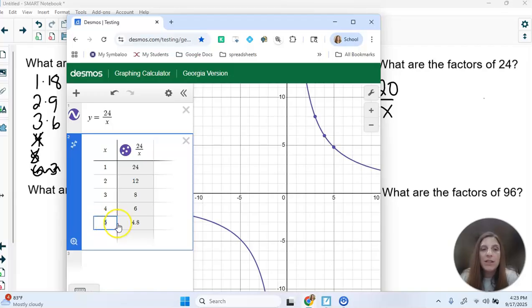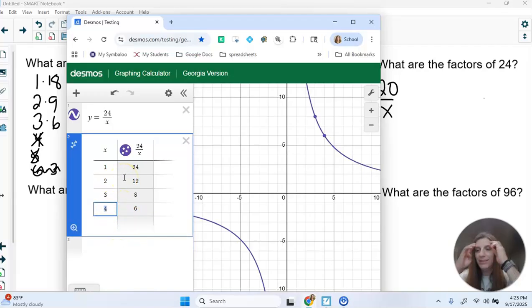And you don't have to do this, but for me, anytime it's a decimal, I get rid of it because it's not pretty. So this is my pretty list of factors. 1 times 24, 2 times 12, 3 times 8, and 4 times 6. Those are the factors of 24.